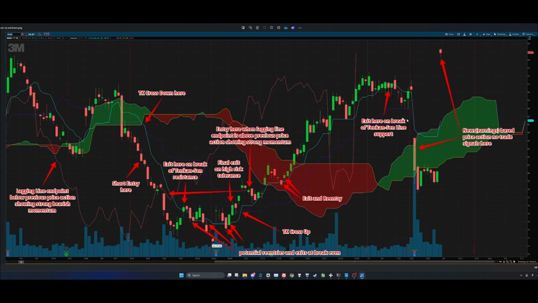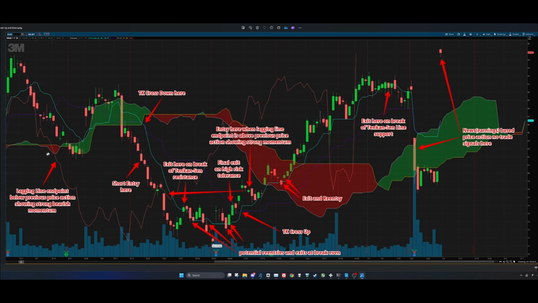So we've got another example here. So this is on 3M, MMM. You've got the lagging line endpoint over here. You've got a TK cross down. So TK cross down here, your short entry would be over here because this is when the TK cross down separation happened. So you can get in here and you compare the lagging line endpoint to previous price action.